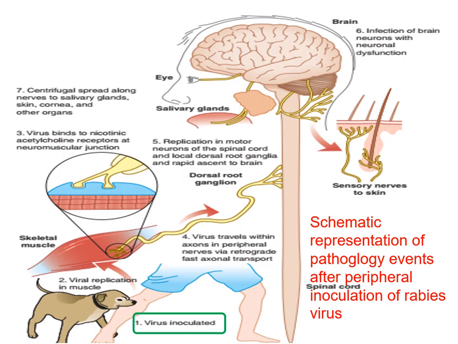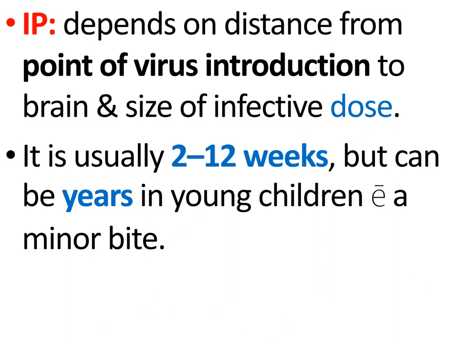5, replication in motor neurons of the spinal cord and local dorsal root ganglia and rapid ascent to the brain. In the brain, here 6, infection of brain neurons with neuronal dysfunction. 7, centrifugal spread along nerves to salivary glands, skin, cornea, and other organs. This is the representation of pathology events after a bite.